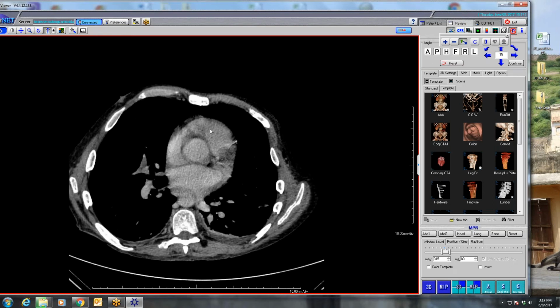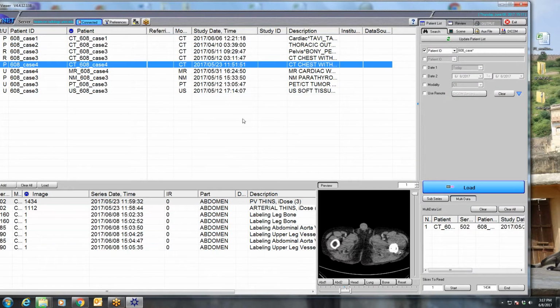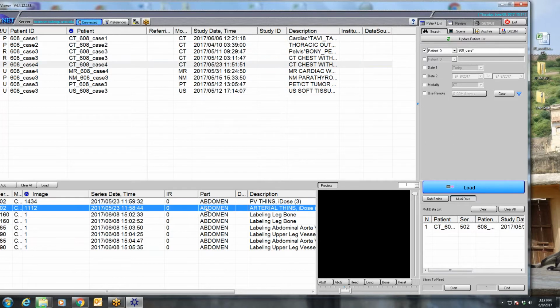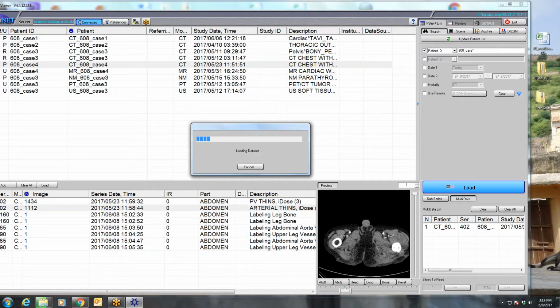He also picked up something, and you can't really see it as well on this portion of the study, but I'll show it to you on the arterial phase, which is an abdominal phase.